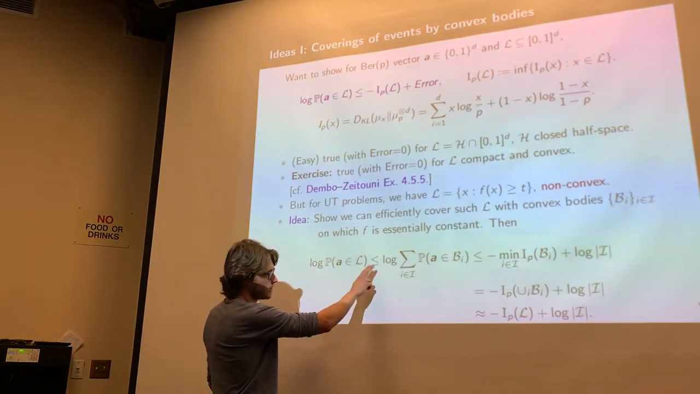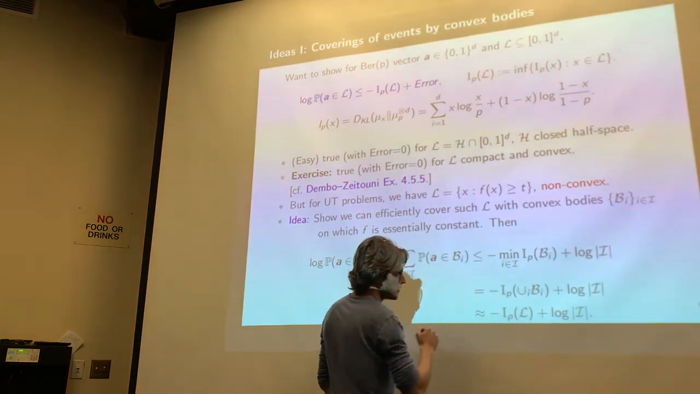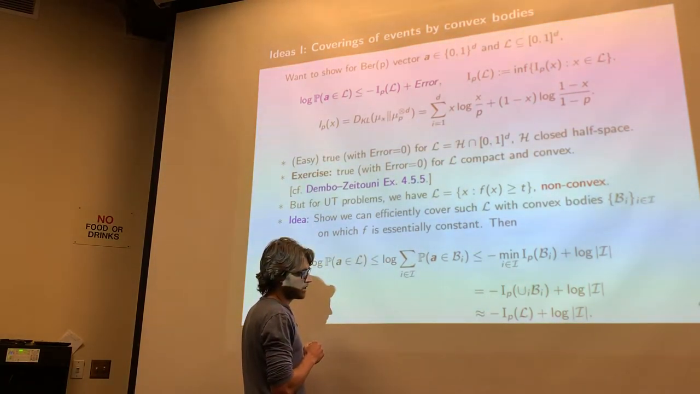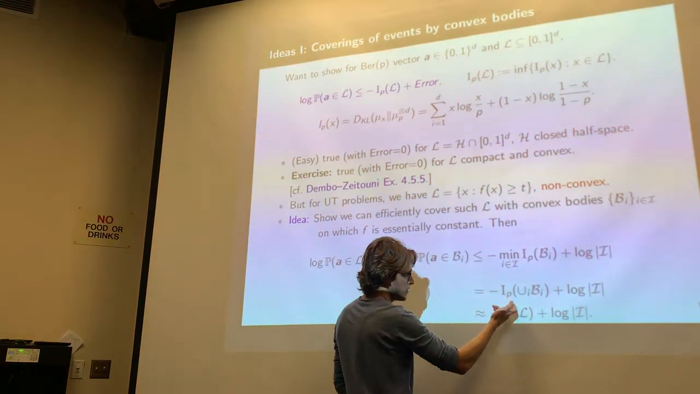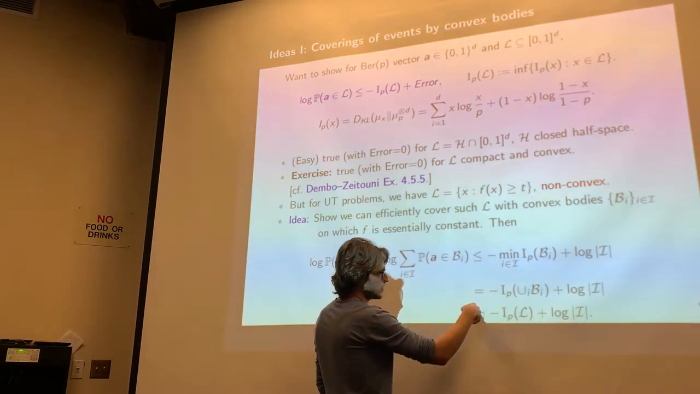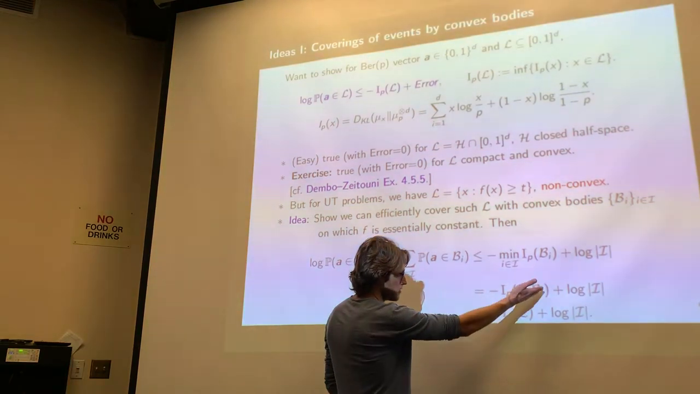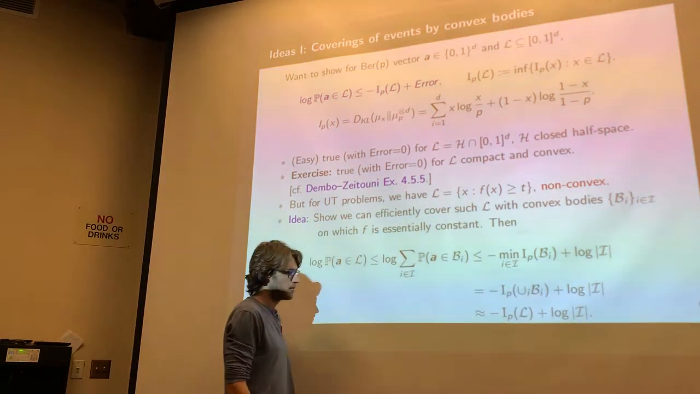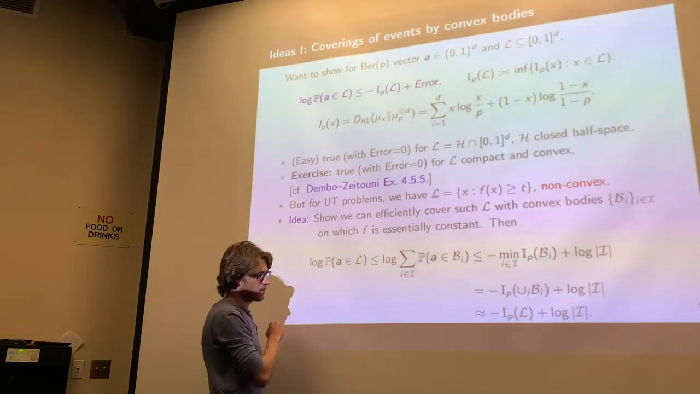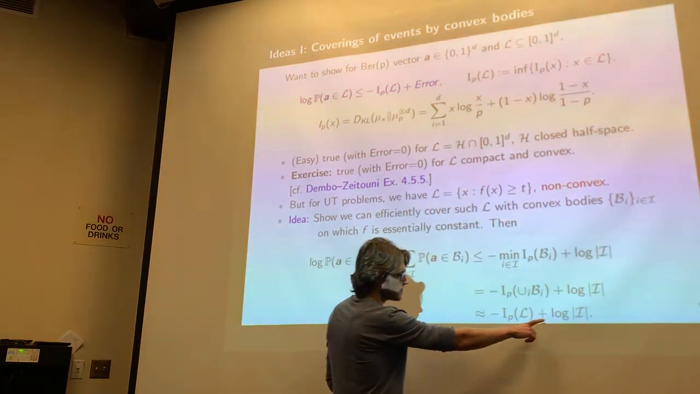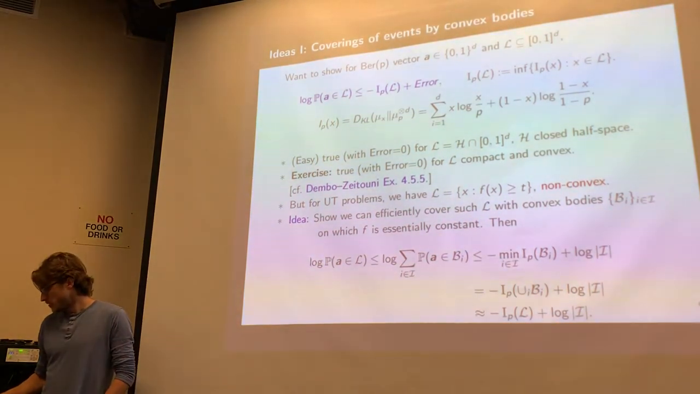Because then you can just do this step, which is the union bound, and then you get this minimum over what you get on each convex body. But then the minimum over all of these, the minimum over the body, is just the infimum over the union. And because the function is essentially constant on these bodies, this set is essentially the set you're interested in. Okay, so all you lose is this metric entropy here. So if you can make that small compared to what you know the answer is, then you win.